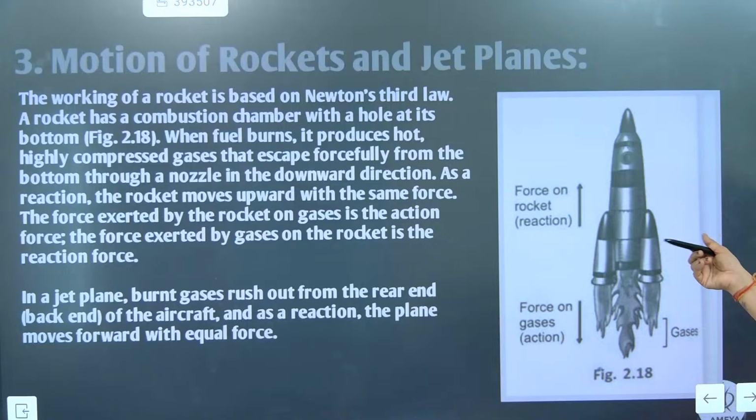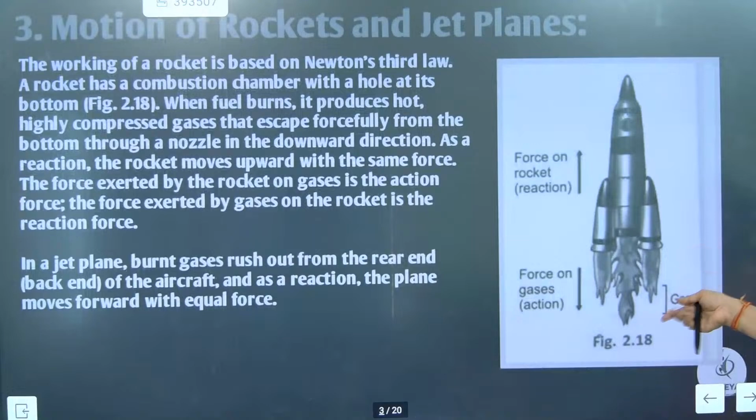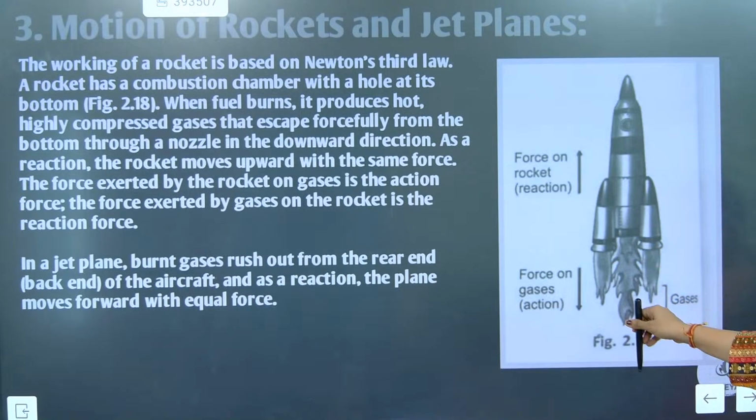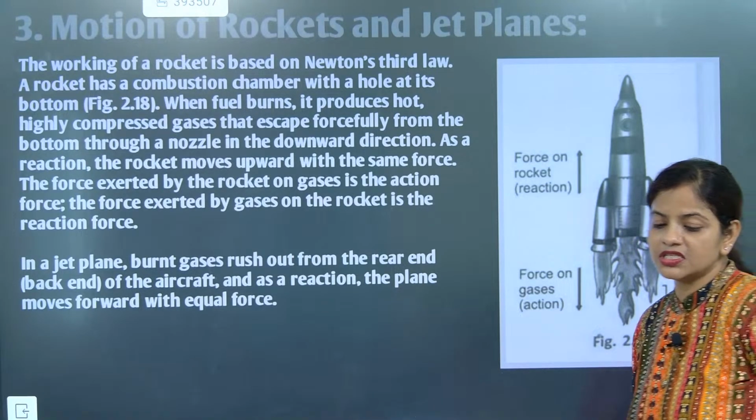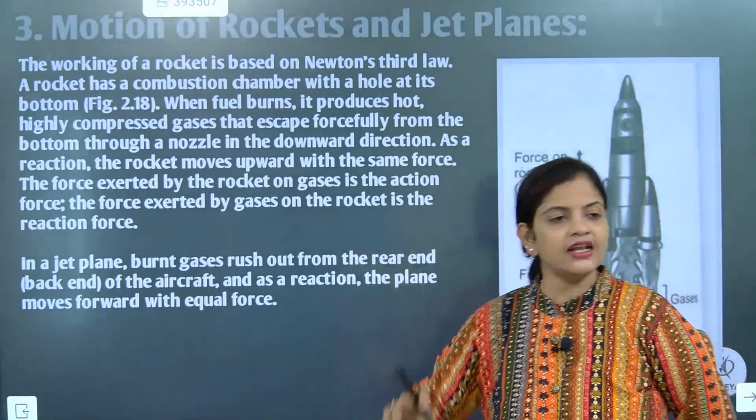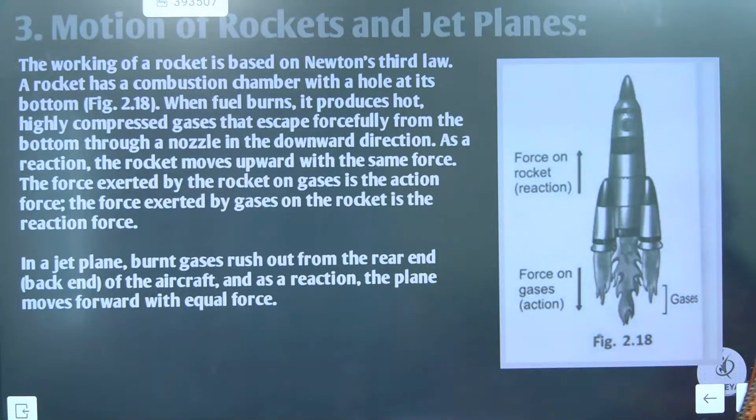And where will be the reaction? The gases push downward, and the rocket goes up. That's the action and the reaction. The burst gases rush out from the rear end, the backward part, and the reaction is that the rocket moves forward. Gases down, reaction upward. The force on the rocket going upward is the reaction, and the force of the gas downward is the action. I hope everybody understood which one is action and which one is reaction. Now we will go for the next part.